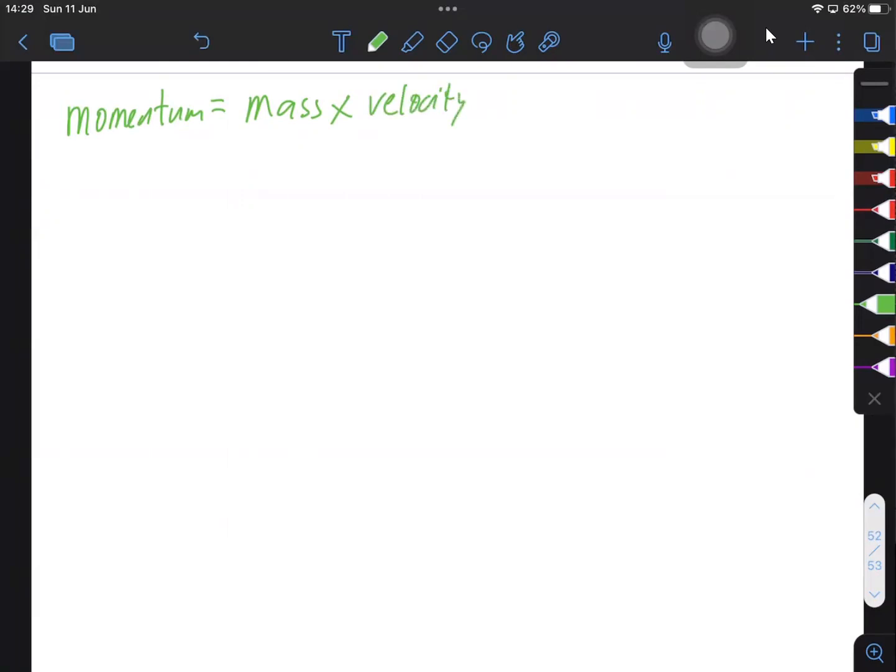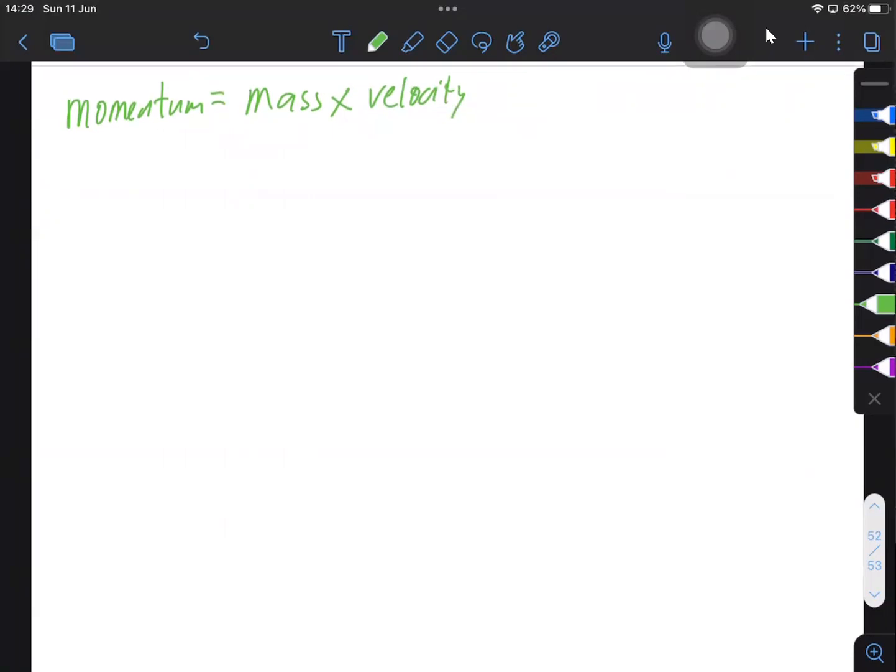I tell you, score anything less than 60, I'm going to beat you. He's already accepted his fate already. Okay, it's supposed to be mass times velocity, guys.